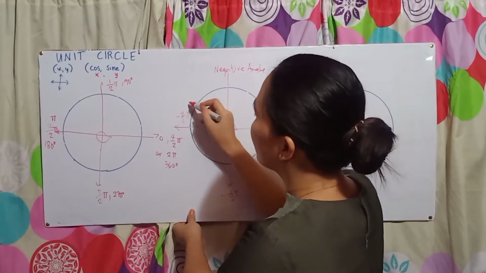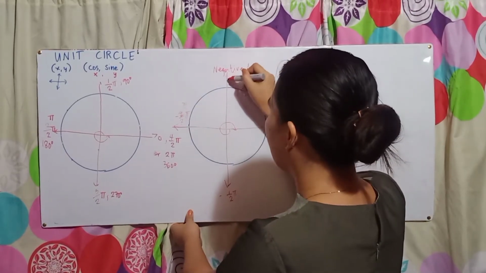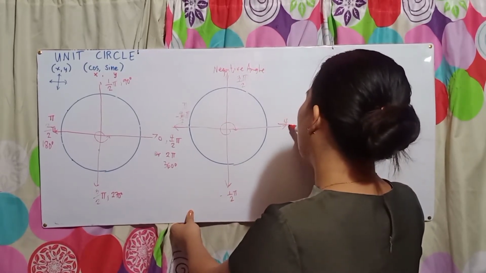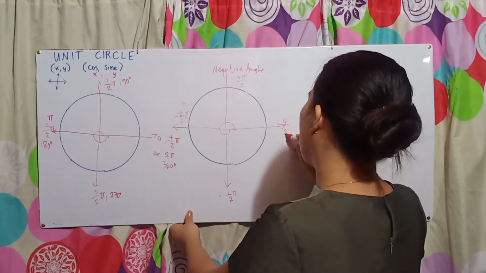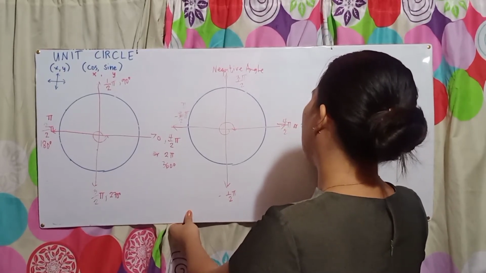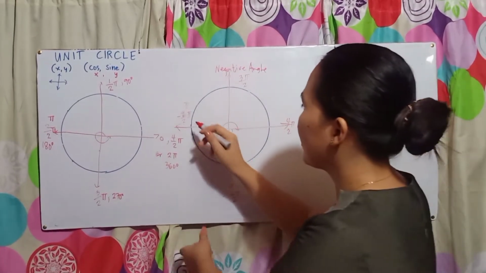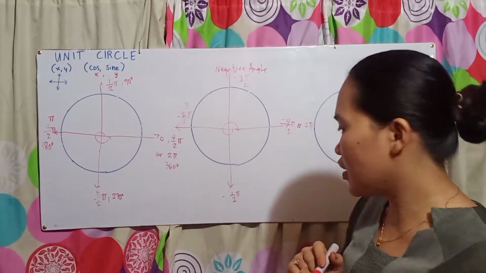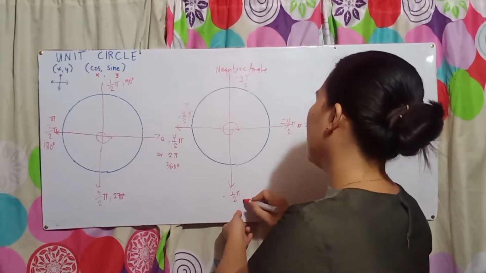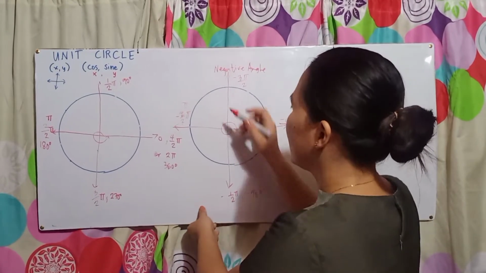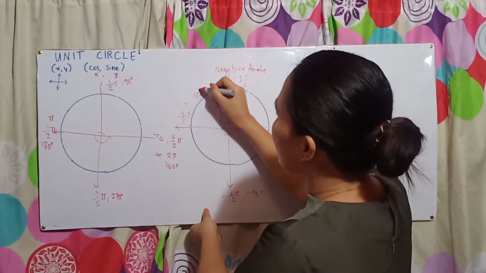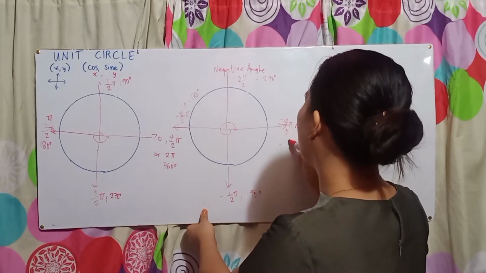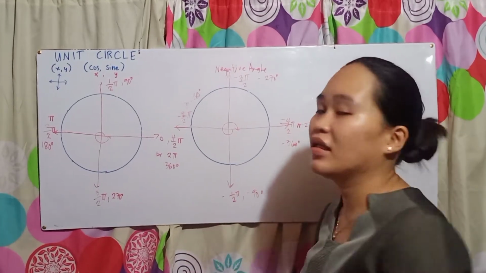2/2 pi or pi. Here, 3 pi over 2. Here, 4 over 2 pi or 2 pi. So negative, negative, since the rotation is clockwise. The same, negative 90 degrees, negative 180 degrees, negative 270 degrees, and negative 360 degrees.